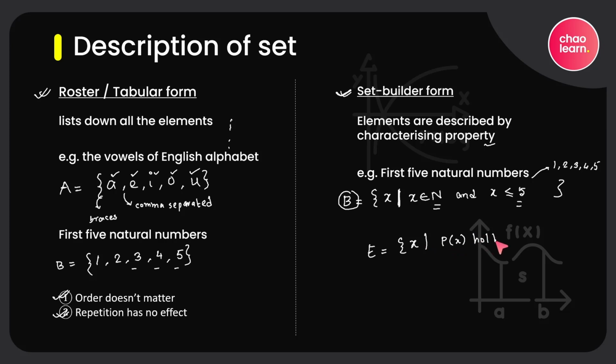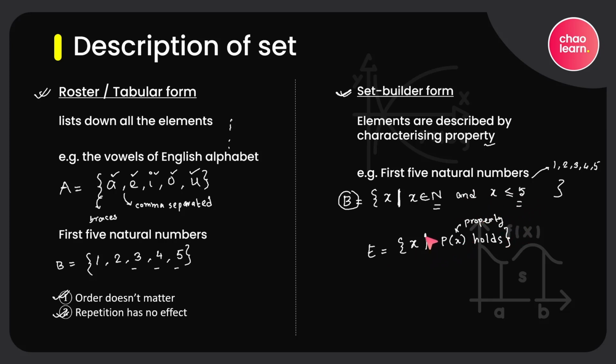P of X holds. Here P of X, don't worry about it, it's just a property. The property of X holds. So here this whole thing is the P of X, this whole thing is the property of X, and when you describe the property of X, the reader should understand what the elements are that belong to that set.